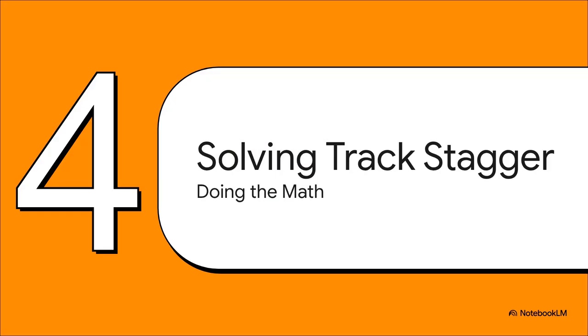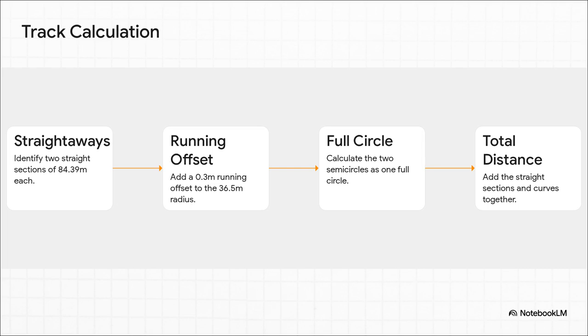Section 4, solving the track stagger. Okay, let's bring this powerful formula back to the athletics track to solve our initial mystery and do the exact math that Olympic officials do. To calculate the true distance an athlete runs in that innermost lane, we break the track down logically into straight sections and curves. First up, the track has 2 straightaways measuring 84.39 meters each.